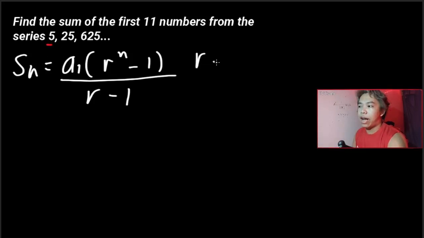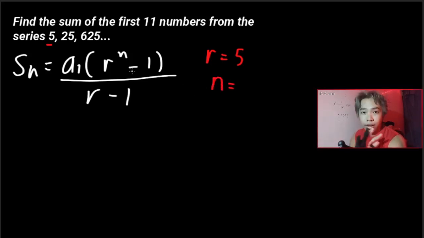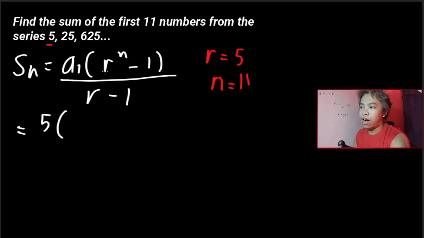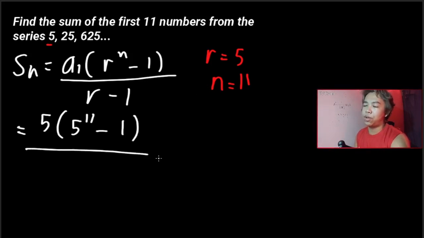Ang R natin is, paano mahanap yan? Dinidivide. So, 25 divided by 5 is 5. Ang n natin kung ilan yung ina-add. So, ang ina-add natin is 11 numbers. So, 11. So, palit nyo lang yun sa formula. A sub 1 is 5. R is 5. N is 11 minus 1 over R is 5 minus 1.